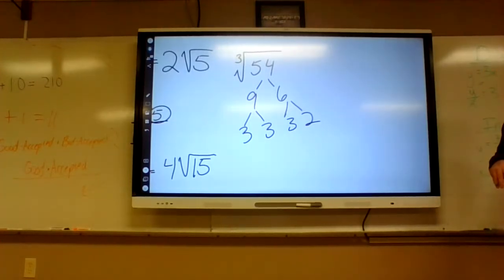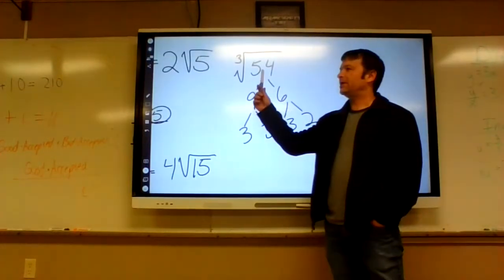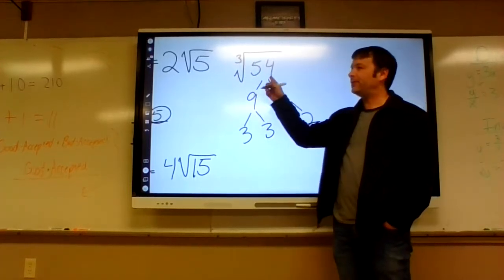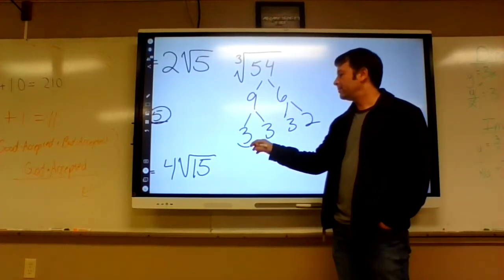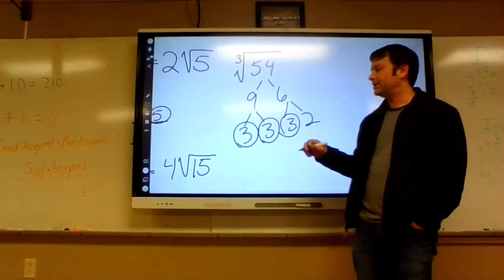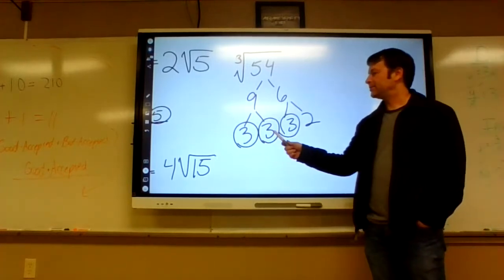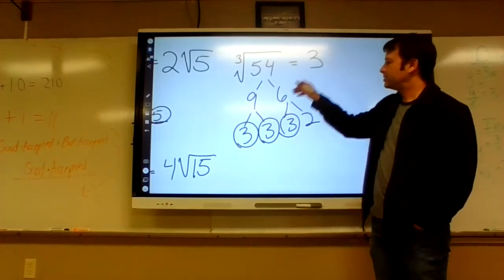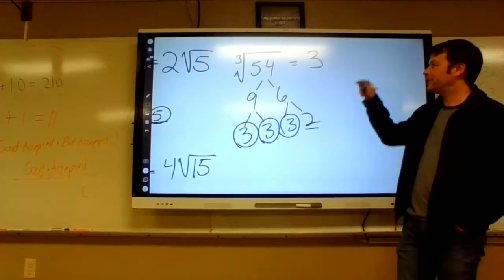Okay, guess what's different about a cube root? It's three. Instead of finding doubles, you need to find triples. Even though 54 doesn't have a nice cube, 3 times 3 times 3 is 27, and the cube root of 27 is 3. So basically you just find the triples. A 3 comes out, and then the 2 is left behind.